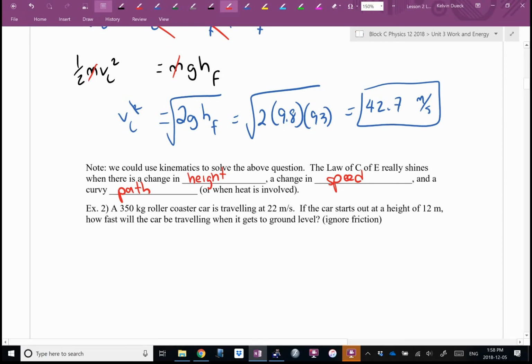What this really means, though, is conservation of energy is good to use when you're finding a change in height, a change in speed, and a yucky, curvy path: roller coasters, baby, roller coasters. I guarantee you, on your test on this topic, there will be at least one roller coaster question on the written section, probably 2, possibly 3, because I'm nuts about roller coasters. And it's a neat application.